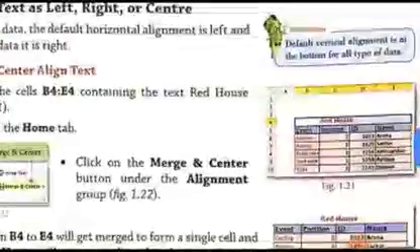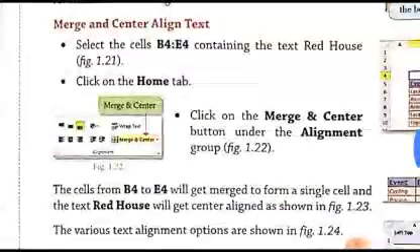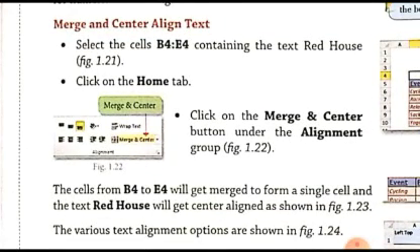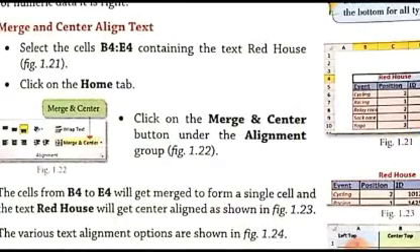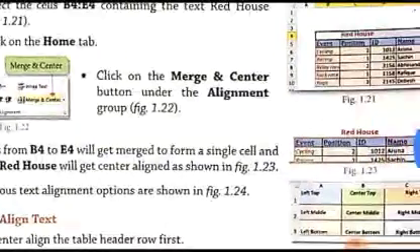Then click on the Home tab. In the Home tab there is the Alignment group. I have shown you this button before also in figure 1.22. The Merge and Center button has to be clicked now. You click on the Merge and Center button under the Alignment group. As soon as you click on this button, what will happen? The cells from B4 to E4 will get merged to form a single cell, and the text Red House will get center aligned as shown in figure 1.23.